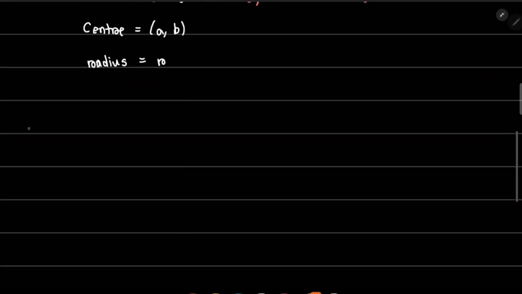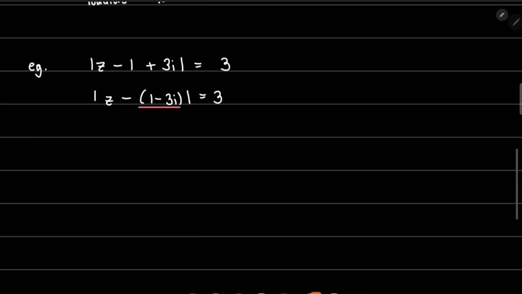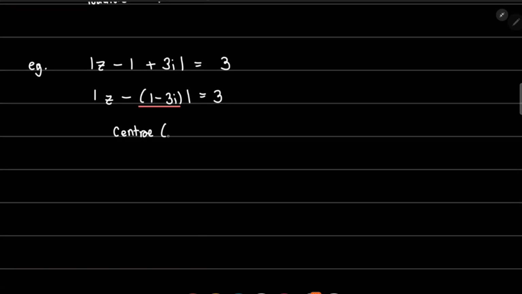So if I want an example of this, suppose I have |z - 1 + 3i| equals 3. From what we have here, we can see that this is in the form |z - (1 - 3i)| equals 3. So this is z1 over here. So our center will be at (1, -3) and the radius will be equal to 3, and we can prove it here as well.